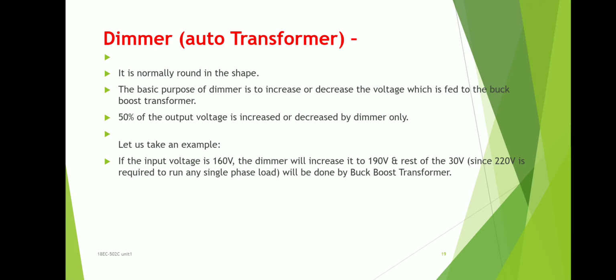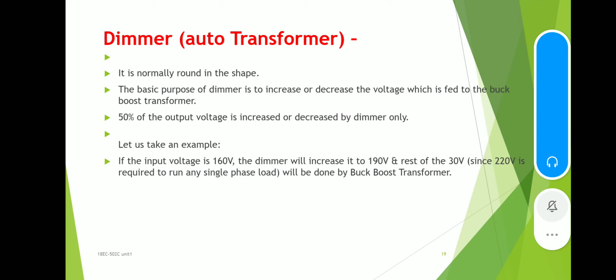What is the function of the auto transformer? Generally it has a rounded, toroidal shape. The auto transformer function is to increase or decrease the voltage which is fed to the buck boost transformer. Depending on the windings it produces the voltage, so it can be controlled by increasing or decreasing the voltage. 50% of the output voltage is increased or decreased by this auto transformer only.